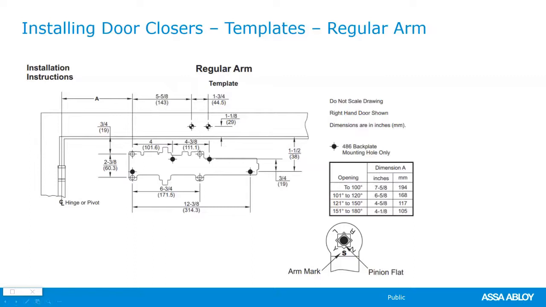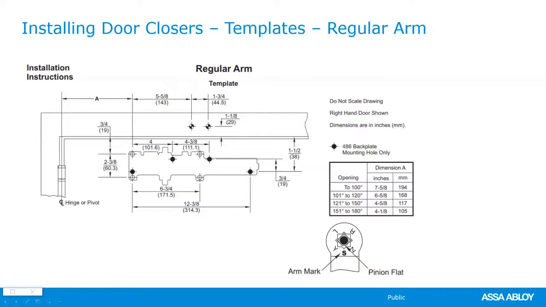Now down here is a little picture of a pinion or spindle. That's the little part that the arm hooks up to. And you have these either letters or numbers, depending on the arm, depending on the model. We have to make sure that it's indexed properly.